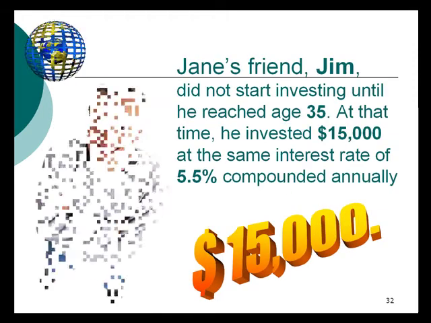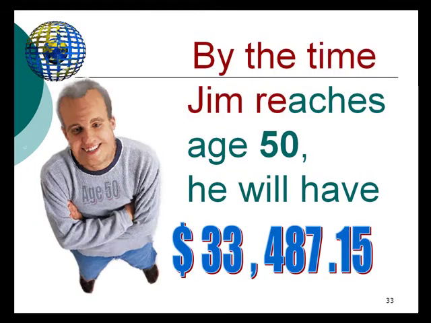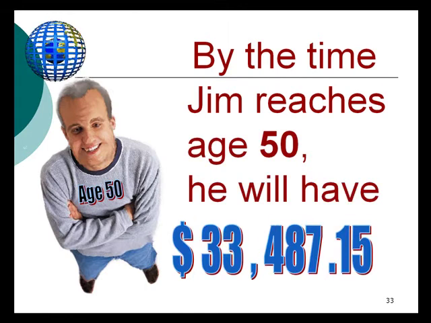Jane's friend Jim didn't start investing until he reached the age of 35. At that time, he invested $15,000 at the same interest rate of 5.5% compounded annually. By the time Jim reaches age 50, he will have $33,487.15 in his bank account.